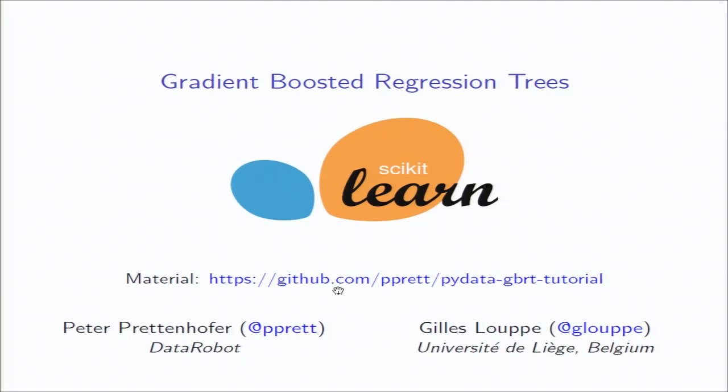All the material for this tutorial is available under this URL. It's github.com/pprett, it's my username. And then you can see it already on the repositories. It's PyData-GBRT-tutorial. If you clone that repository, what you get is basically one IPython notebook and the slides. The first part of the tutorial will be in slides, and then I'll switch over in the practical part to the IPython notebook. It looks roughly like this.